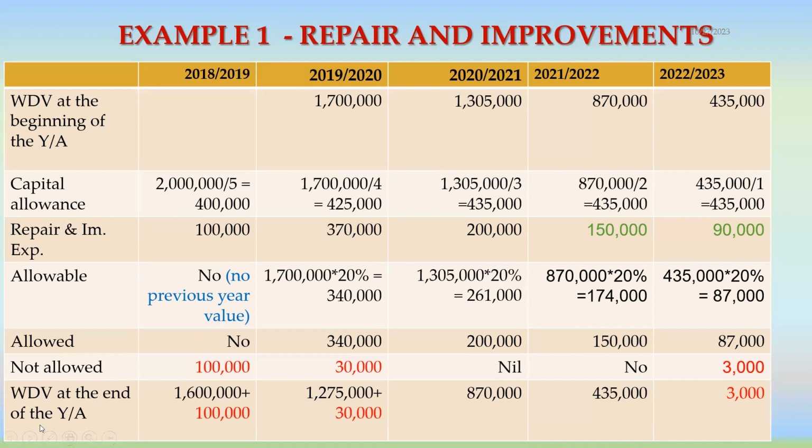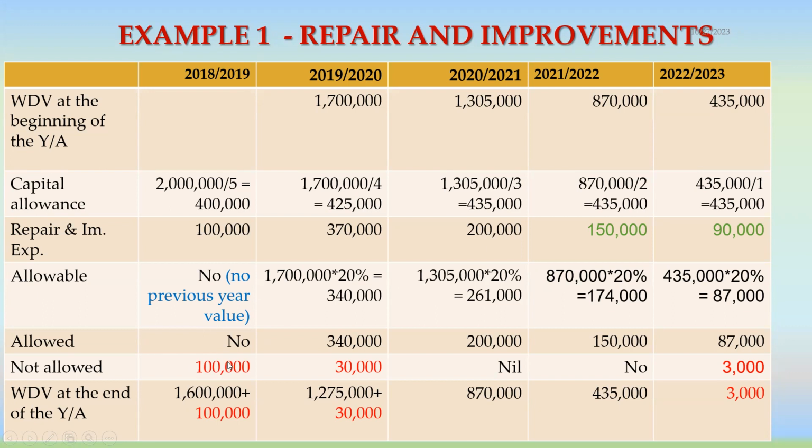So we have no previous year written down value. Therefore, we cannot apply that rate, because it is the year of purchase. Therefore, we can't allow any amount. Here, they incurred repairs of 100,000, but since we cannot apply this formula, we can't allow any amount. I said it, not allowed.